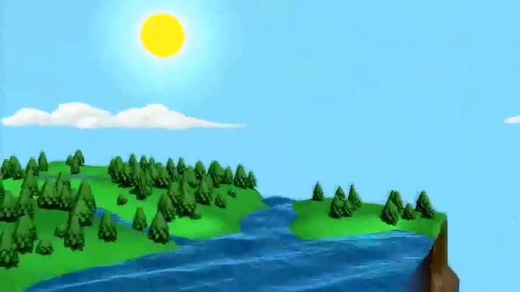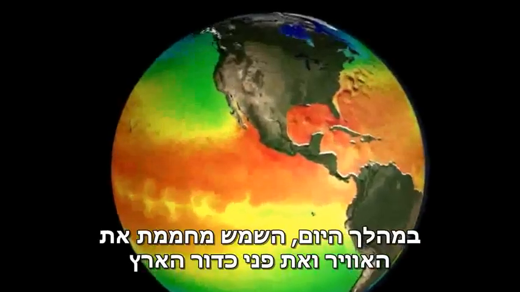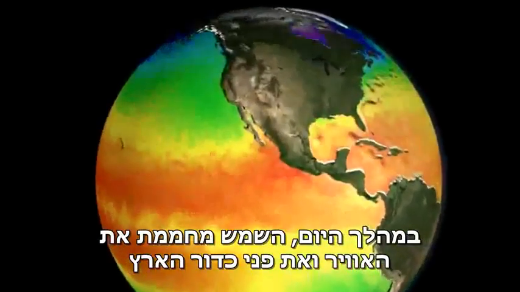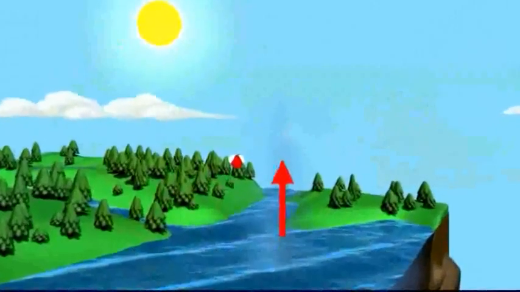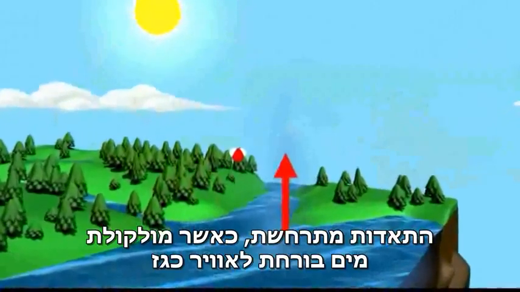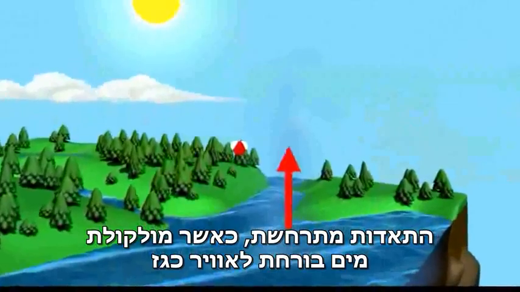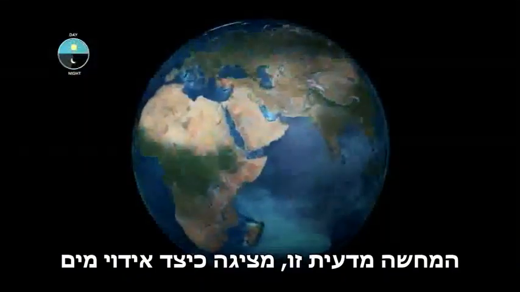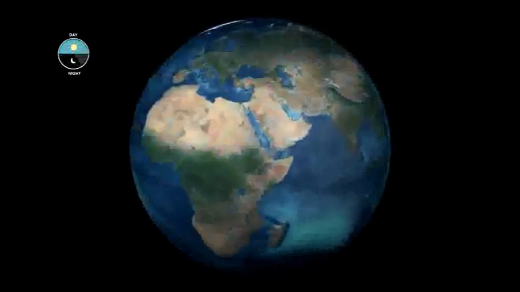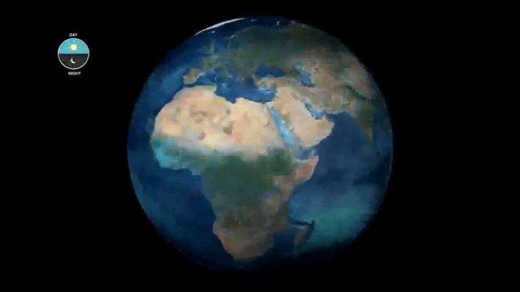During the day, the sun heats up the air and ocean surface, causing water molecules to evaporate. Evaporation occurs when a liquid molecule of water escapes into the air as a gas. This scientific visualization shows how water evaporation, indicated in turquoise, is driven by the energy of the sun.